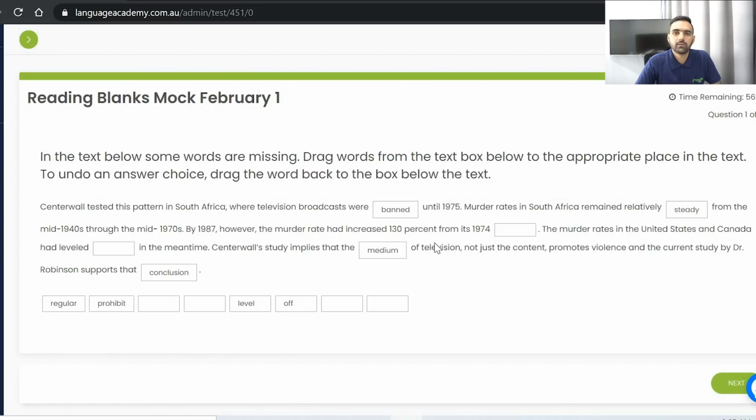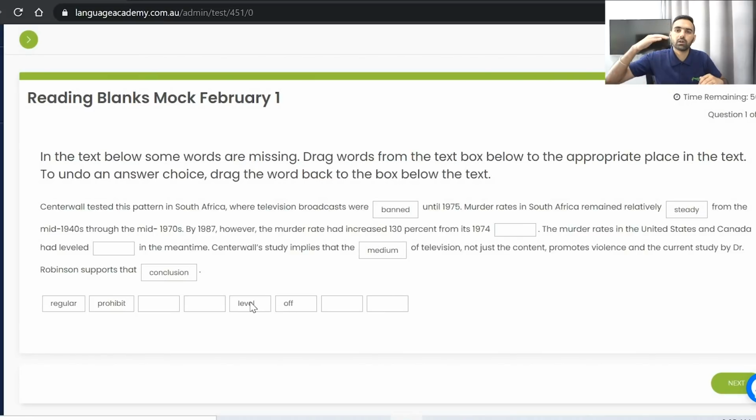Always you have to fill the ones which you are sure about. The murder rate had increased 130% from its 1974. Okay, from its. Now a number increased 130% from its previous. So what will be the previous? Not its 1974 regular, it's prohibit, it's off, or level.